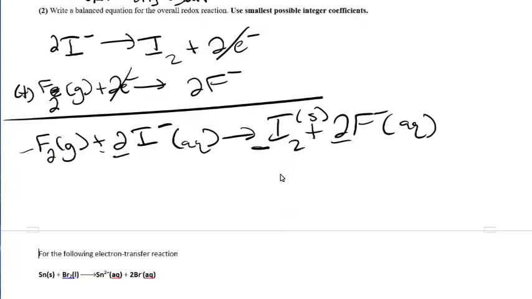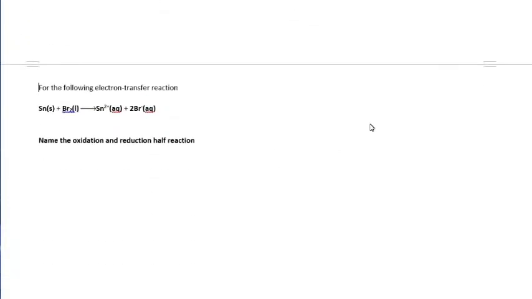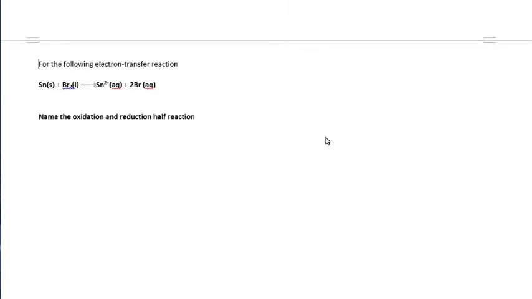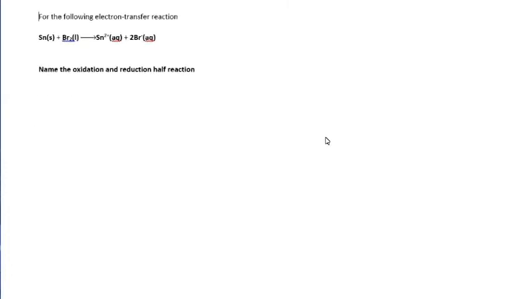Now if we go to the next example here, we have another electron transfer reaction. This time they give you the entire reaction, and they want you to identify the half reactions. So first of all, we need to identify which one is getting the electrons and which one isn't. And to do that, we need to identify what is known as the oxidation number, which is essentially a form of charge that each atom has.